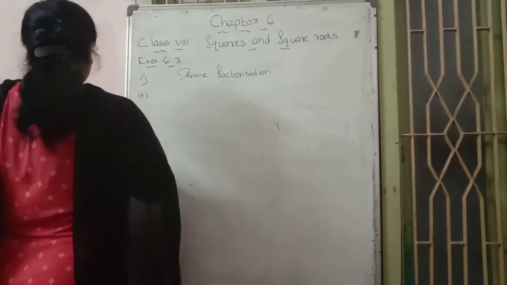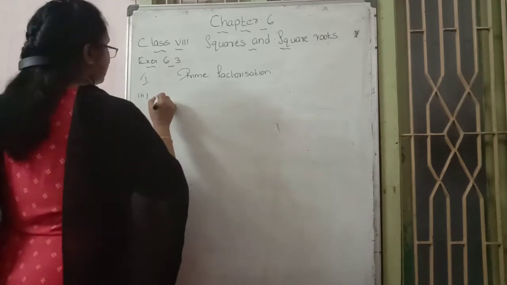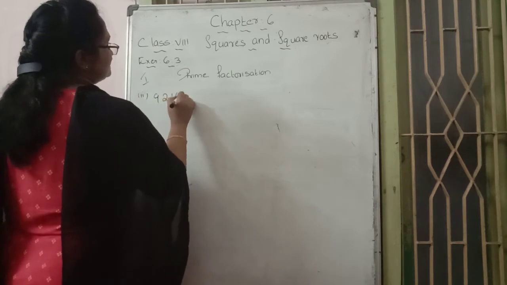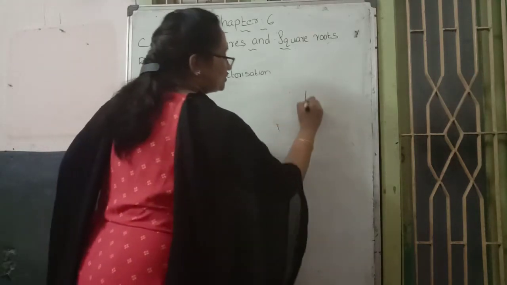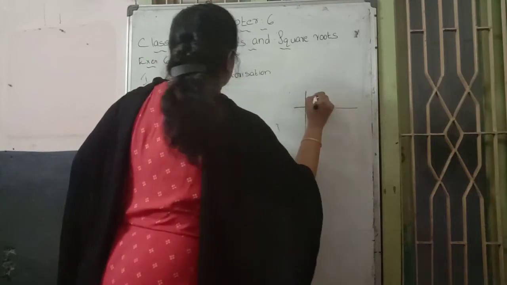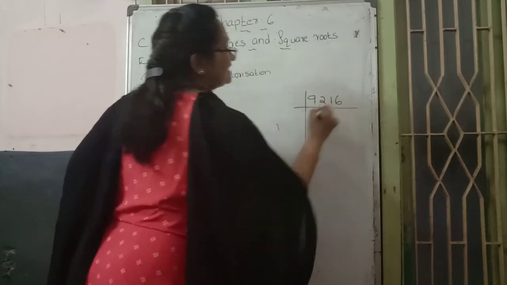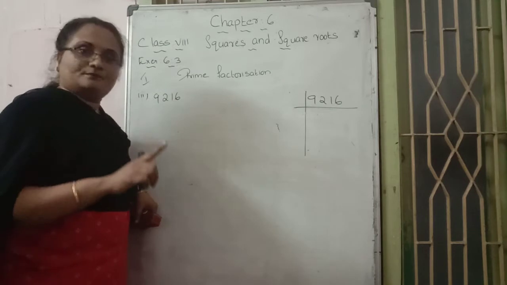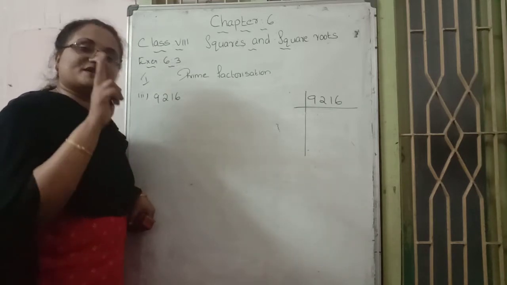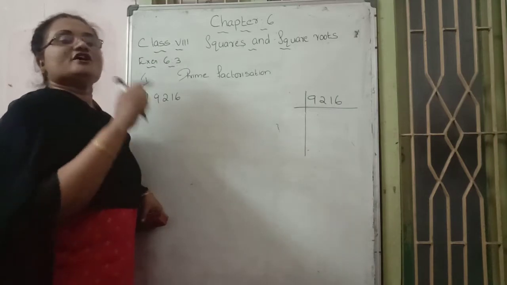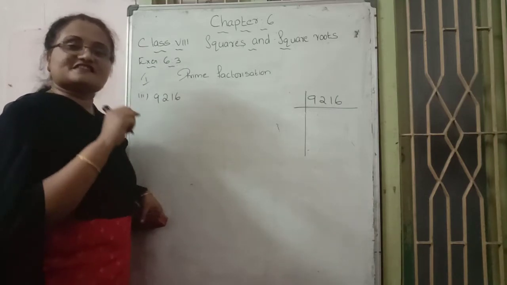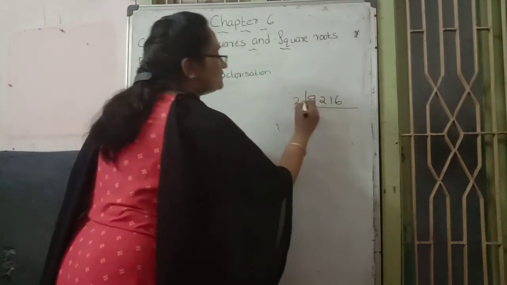The third question is about 9216. Next number 9216. There also draw the division box, with 9216 inside the box. Use prime numbers only. The first prime number is 2. Is it possible to divide it by 2? Yes. Why? You need to look at the 6. 6 is an even number. So we divide with 2.